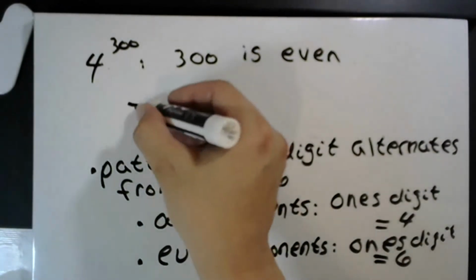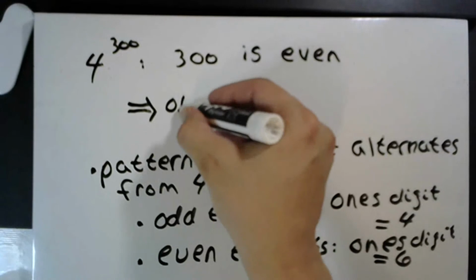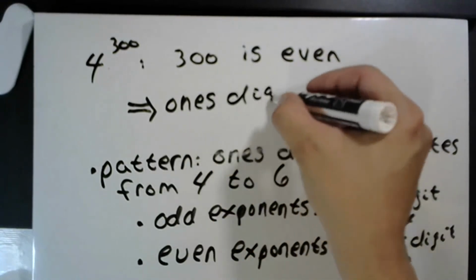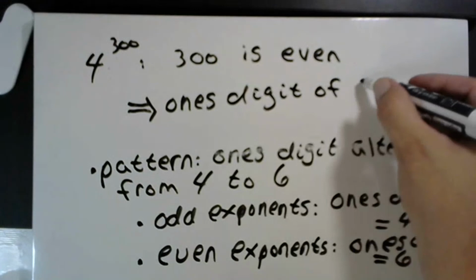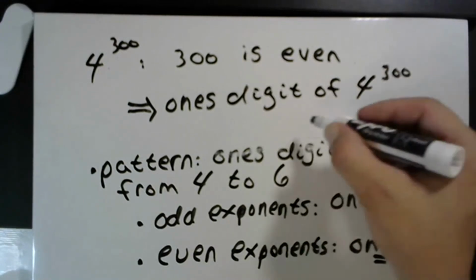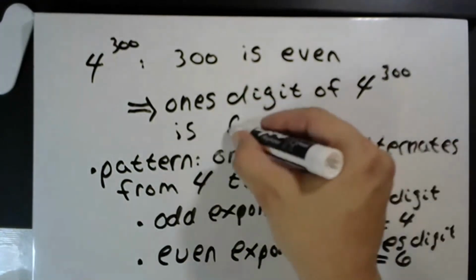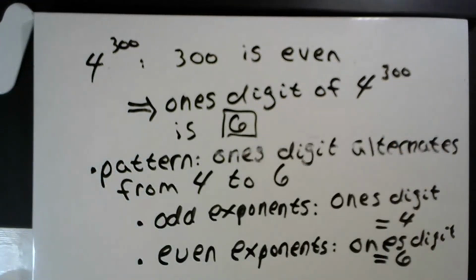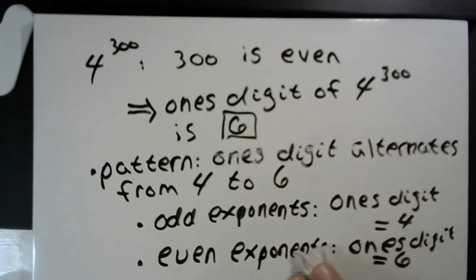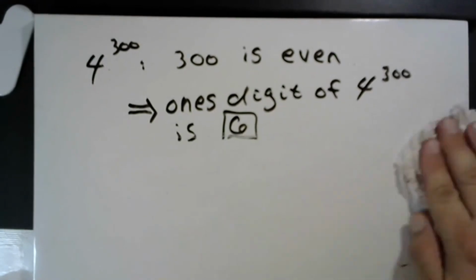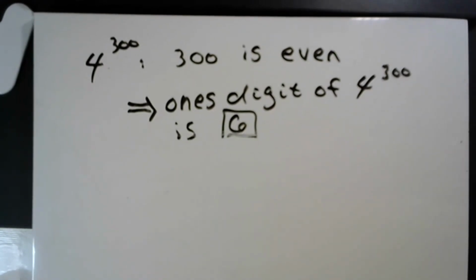So what this says, the ones digit of 4 to the 300 is 6. So the trick to this one is looking for a pattern in a simpler version of the problem. All right, so let's try another one.